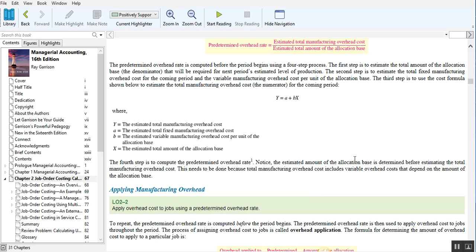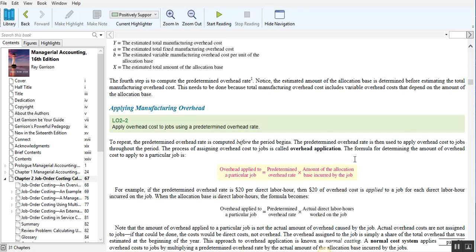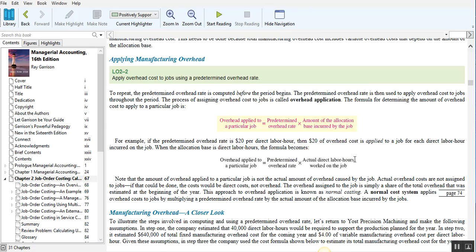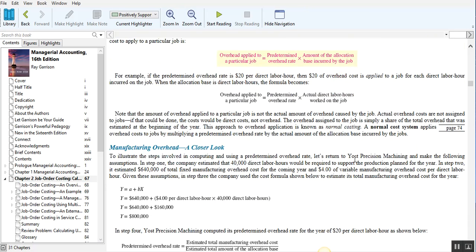When we apply manufacturing overhead, we're going to use the same allocation base that we used to calculate it, and we're going to apply it to a job based on that statistic, or number of direct labor hours that was used on that job, or perhaps machine hours, something of that nature.